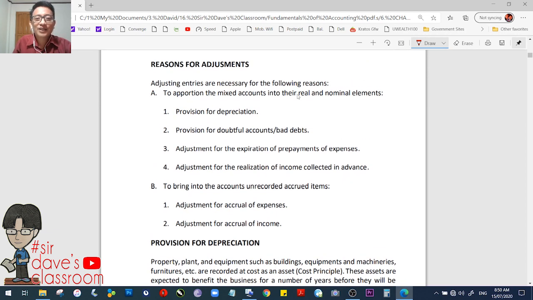Reasons for adjustments. Tatandaan mo yung A1234, B12. Kasi, from time to time, babanggitin natin. Pag naka-encounter tayo ng adjusting journal entry, tatanungin kita, ano ba to? A1, 2, 3, 4, or B1, B2. Adjusting entries are necessary for the following reasons. Letter A, to apportion the mixed account into the real and nominal elements for, number 1, provision for depreciation.